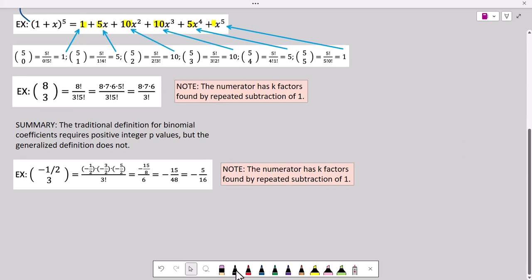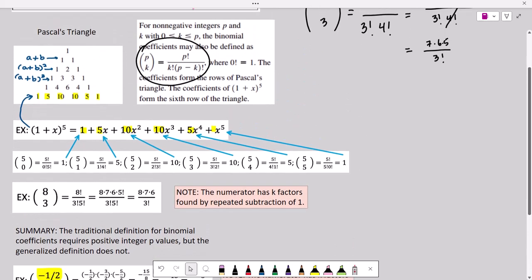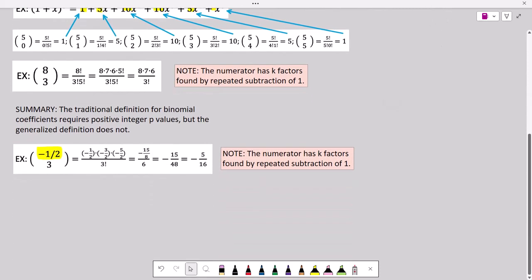So that's just another example of using the summation of the binomial coefficient. Now here is where it gets interesting. Because we modified the definition so that there was no factorial in the numerator anymore, all we did was repeated subtraction of 1 until we reached that number of factors. This now gives us an extension for the binomial coefficients where P can be any real number.